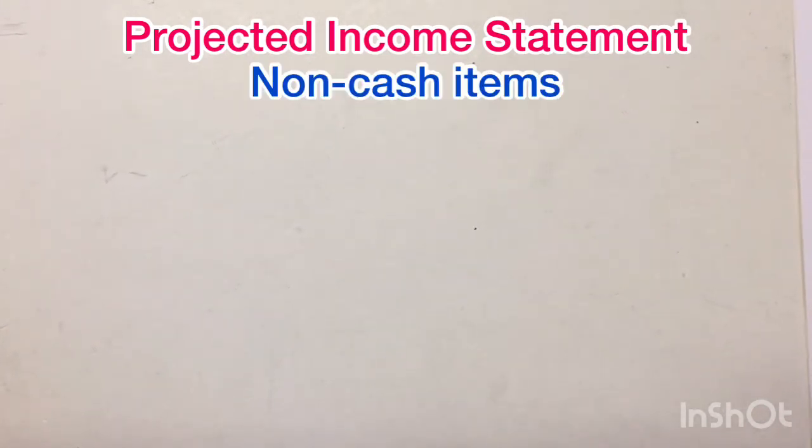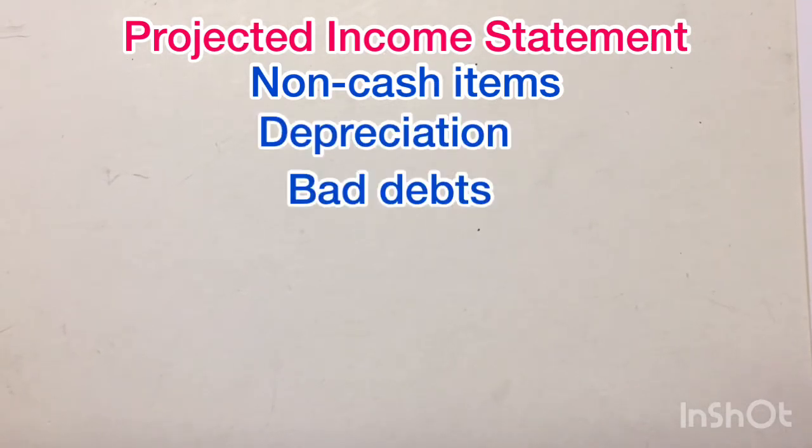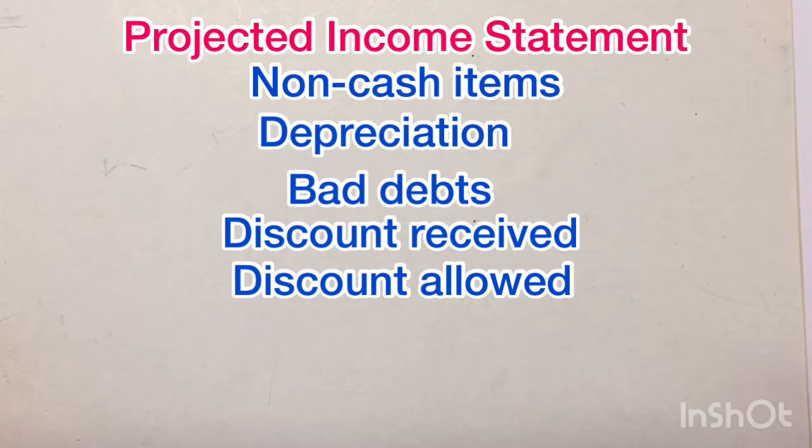What will appear in my projected income statement only and not in the cash budget? Non-cash items like depreciation, bad debts, discount received, discount allowed.